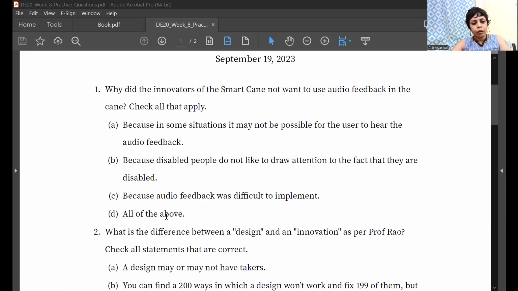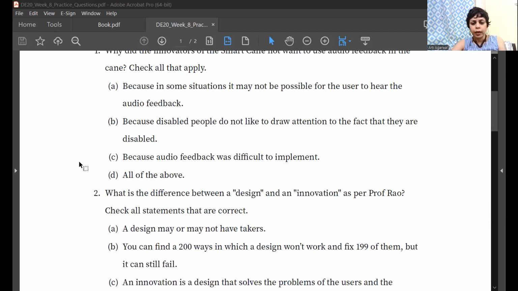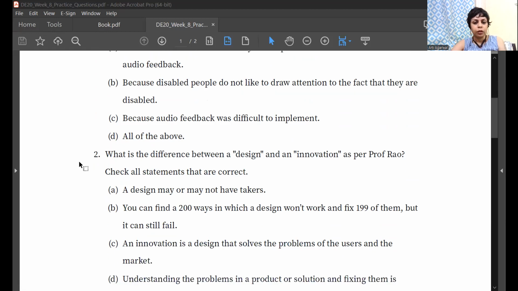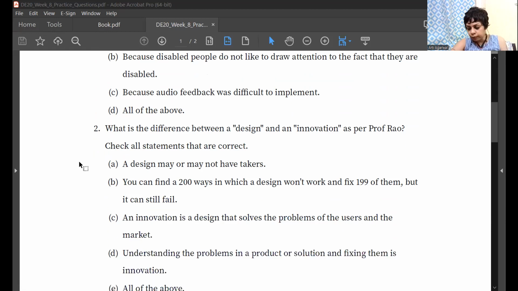Second question is, what is the difference between a design and an innovation as per Professor Rao? So he has actually explained this very nicely.